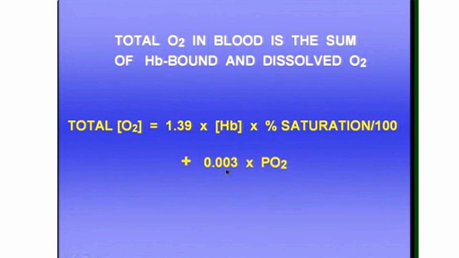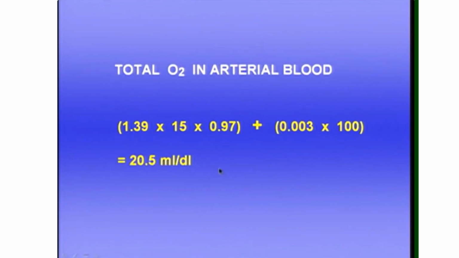So let's just do this calculation for arterial blood, for example, where the PO2 is, say, 100 millimeters of mercury. This would be 1.39 times 15 times 0.97 plus solubility 0.003 times 100, the PO2, and that all comes out to be about 20.5 mils per deciliter.